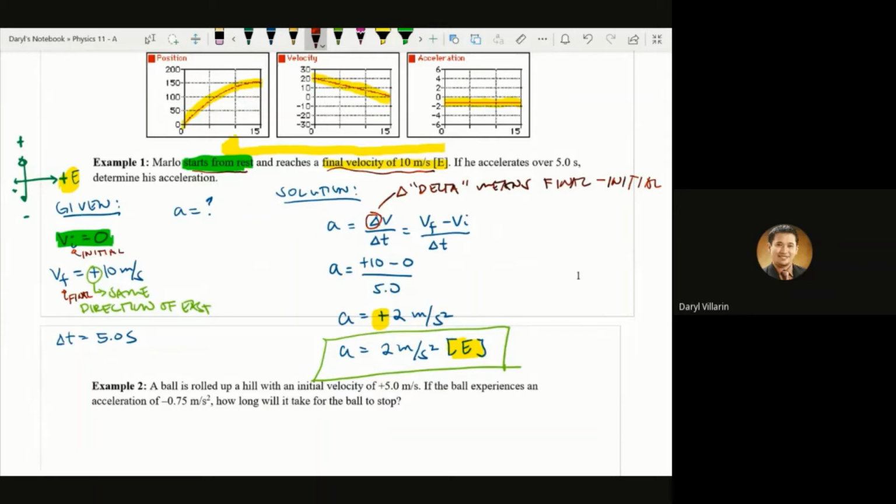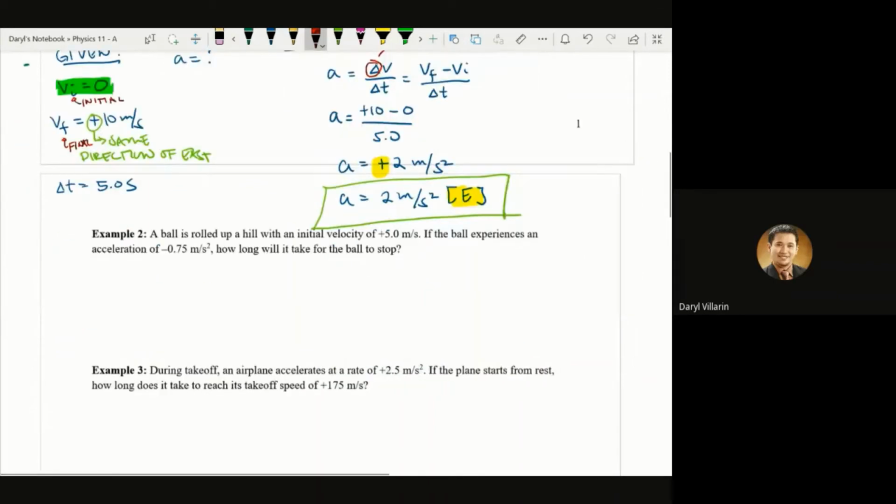Are there any other clarifications? So can we proceed to the next one?